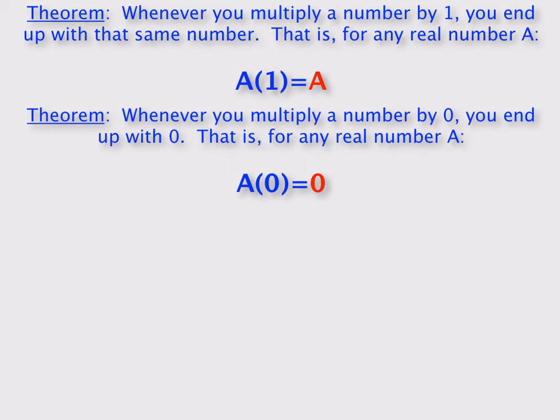That is, for any real number a, a times 0 is 0. So 5 times 0 is 0, negative 2 times 0 is 0, anything times 0 is 0. Alright, here's another one that's going to be really, really important for us.